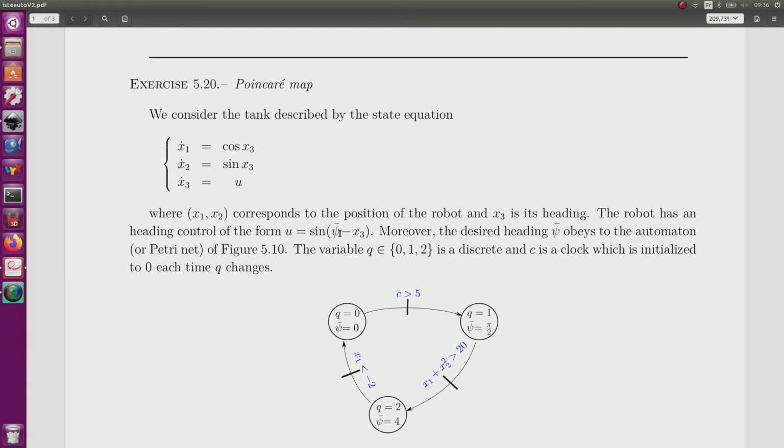Poincaré map. We consider a robot described by some state equation with an input u, and for the input u we have a heading control given by u equals the sign of the desired heading psi bar minus x3, which corresponds to the actual heading of the robot. x1, x2 correspond to the position.